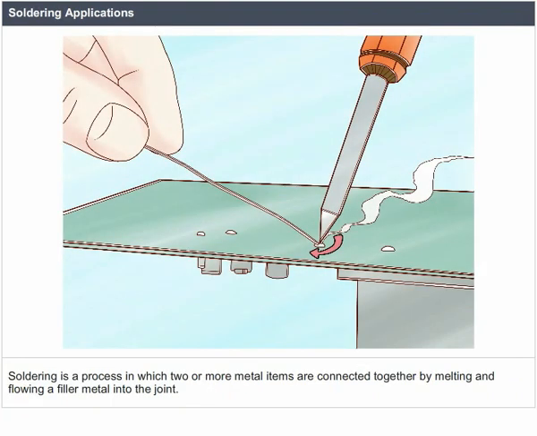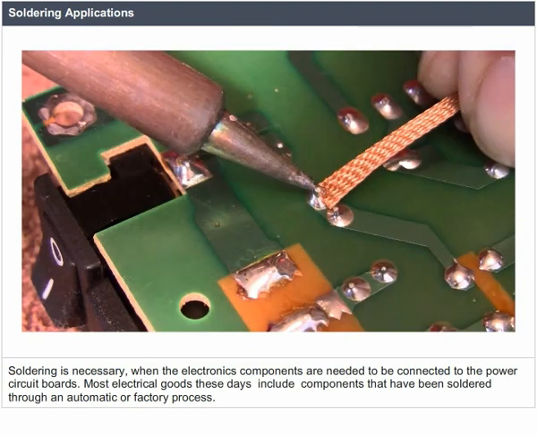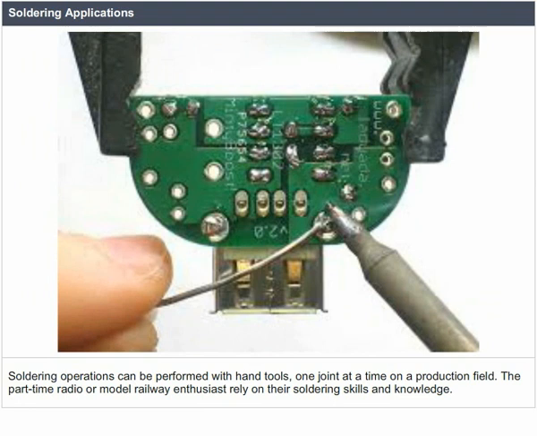Soldering applications. Soldering is a process in which two or more metal items are connected together by melting and flowing a filler metal into the joint. Soldering is necessary when electronic components are needed to be connected to the printed circuit boards. Most electrical goods these days include components that have been soldered through an automatic or factory process. Soldering operations can be performed with hand tools, one joint at a time, on a production field. The part-time radio or model railway enthusiasts rely on their soldering skills and knowledge.